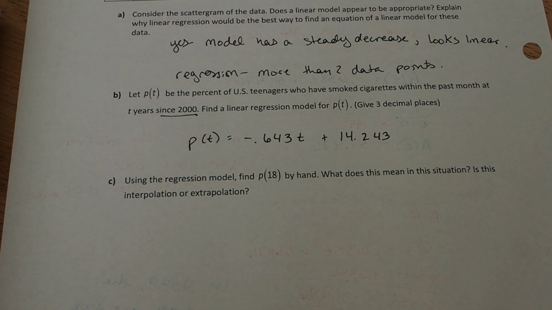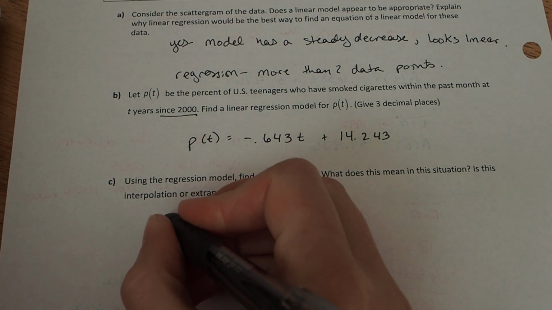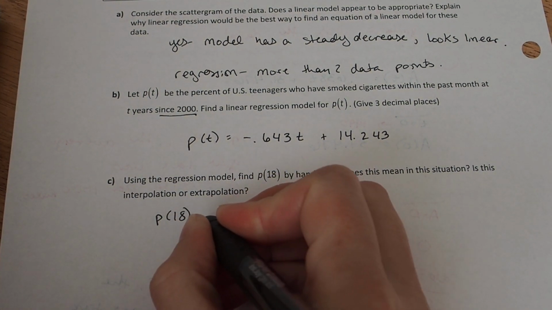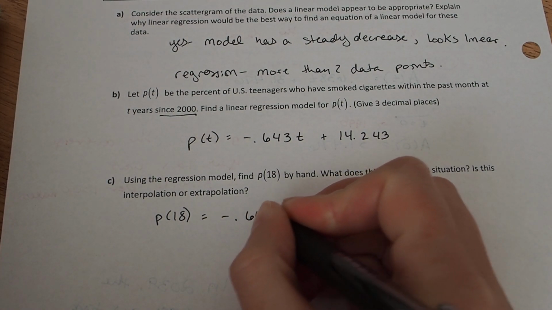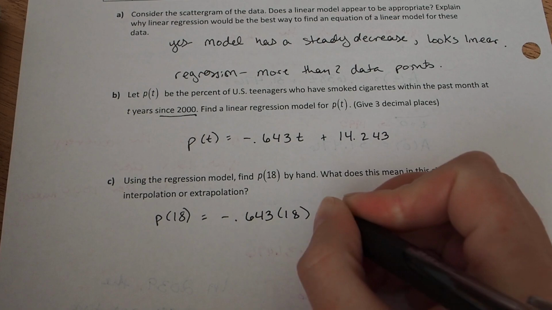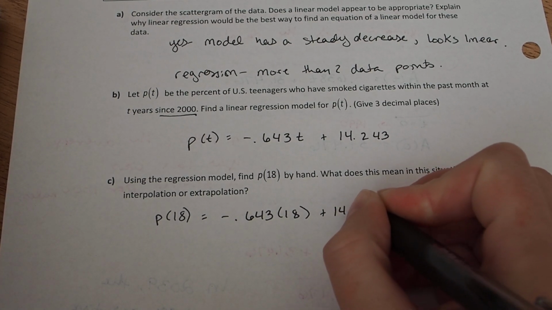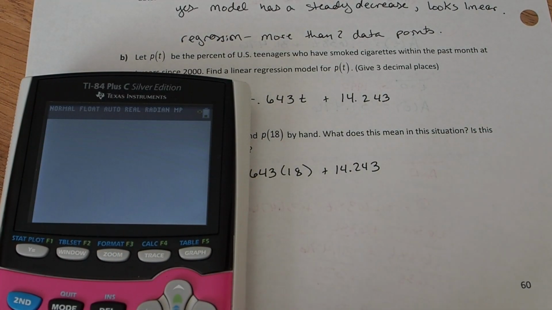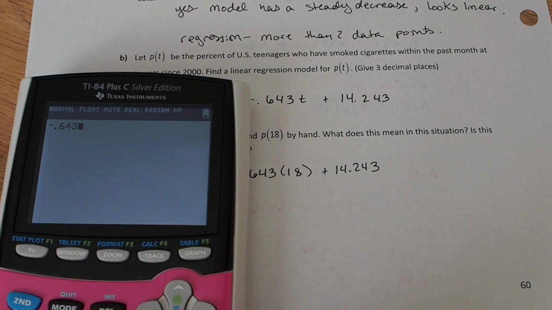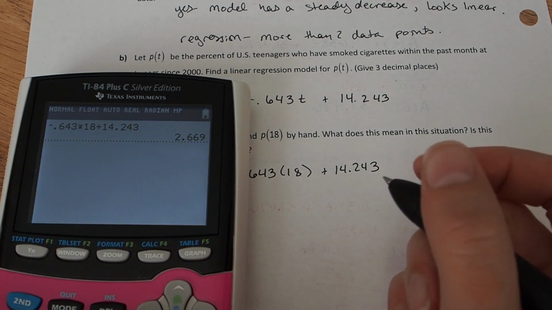So in part C, use the regression model to find P of 18. It says by hand. By hand just means by using this equation. So negative 0.643 times 18 plus 14.243. And I am going to use my calculator to get that value. Negative 0.643 times 18 plus 14.243 gives us 2.669.